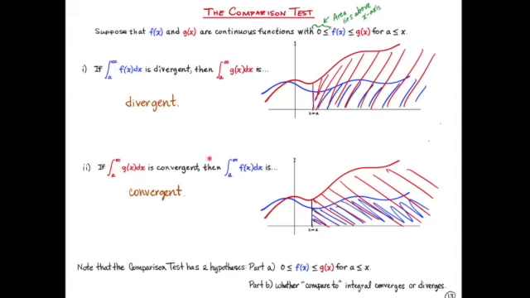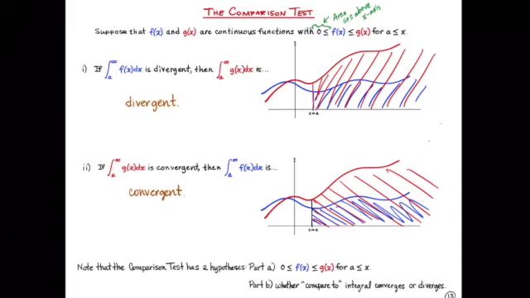Then if we have another curve that lies in between the x-axis and something that we know converges, then that curve also has to converge. We don't know to what it converges, but we just know that it converges. And for a lot of practical applications, that's good enough.